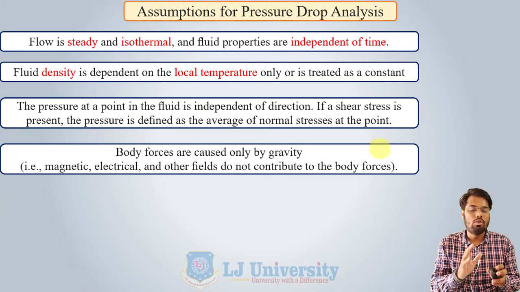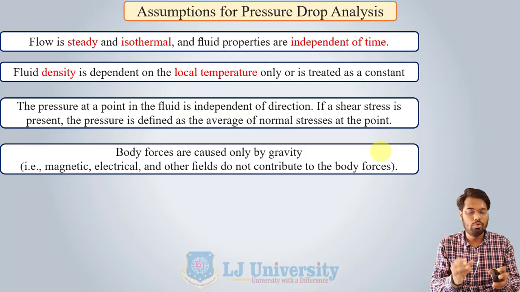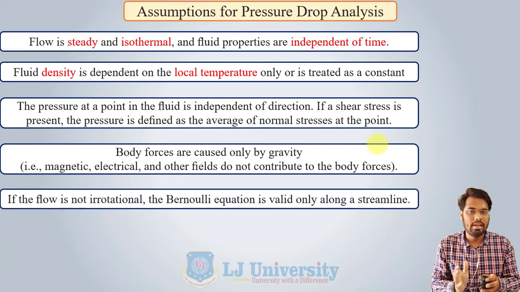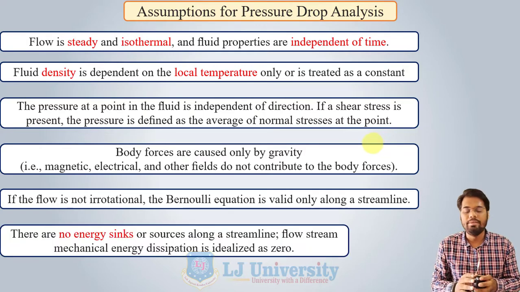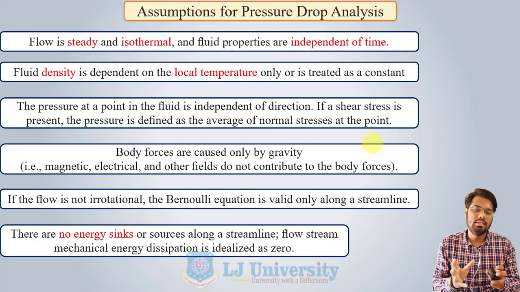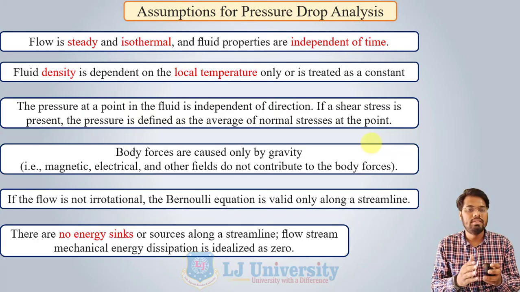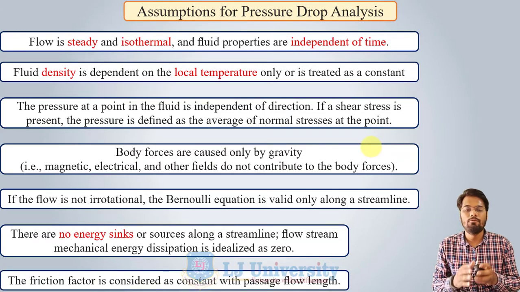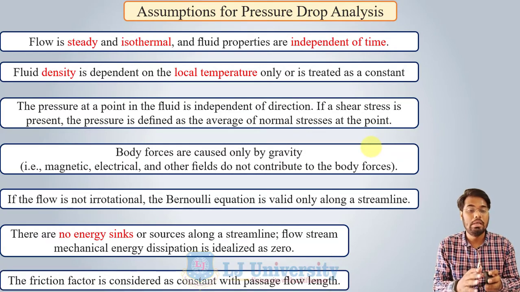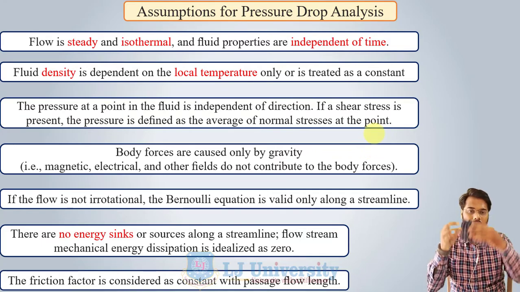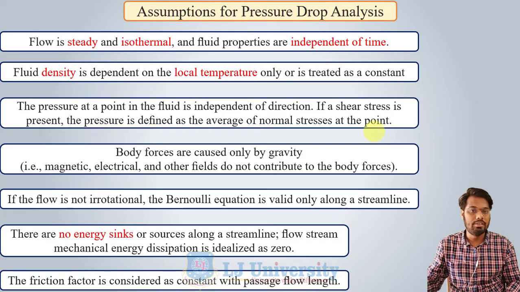Body forces are caused only by gravity. So other forces like magnetic, electrical or other fields do not contribute to the body forces, and they are going to be negligible. If the flow is not irrotational, the Bernoulli equation is valid only along the streamline. There are no energy sinks or sources along the streamline. Flow stream mechanical energy dissipation is idealized as 0. The friction factor is considered constant with passage flow. So these are the assumptions which we are going to use while deriving the equation for the pressure drop.